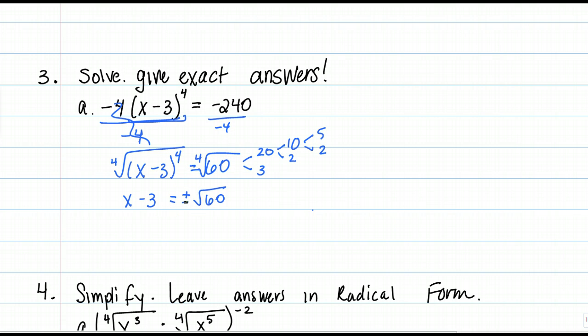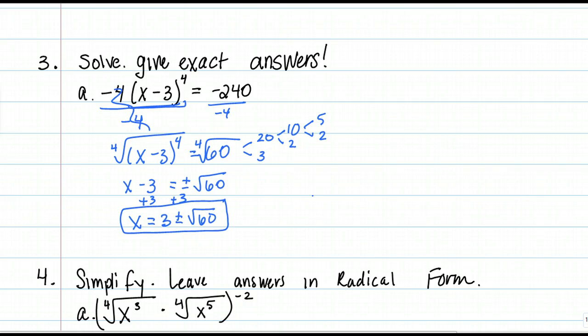So the only other thing we have to do is get x by itself. So I'm going to add 3 to both sides. So x equals 3 plus or minus the 4th root of 60. Most problems where you're solving and giving exact answers are very similar. You want to get the term with that exponent all by itself so you can get rid of it. It's just like when we solved with quadratics.